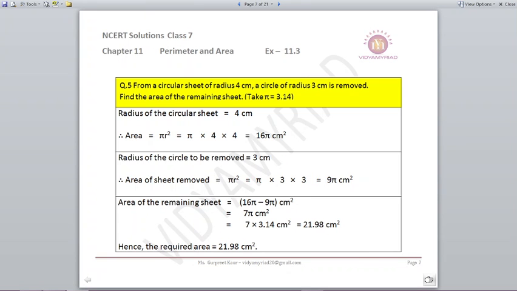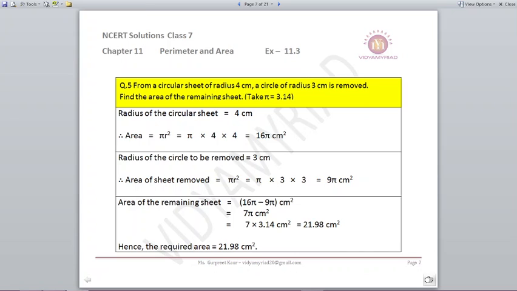Question number 5. From a circular sheet of radius 4 centimeters, a circle of radius 3 centimeters is removed. Find the area of the remaining sheet. First, let us find out the radius of the circular sheet, that is 4. So, area will be pi r square. So, pi into 4 into 4 gives us 16 pi.